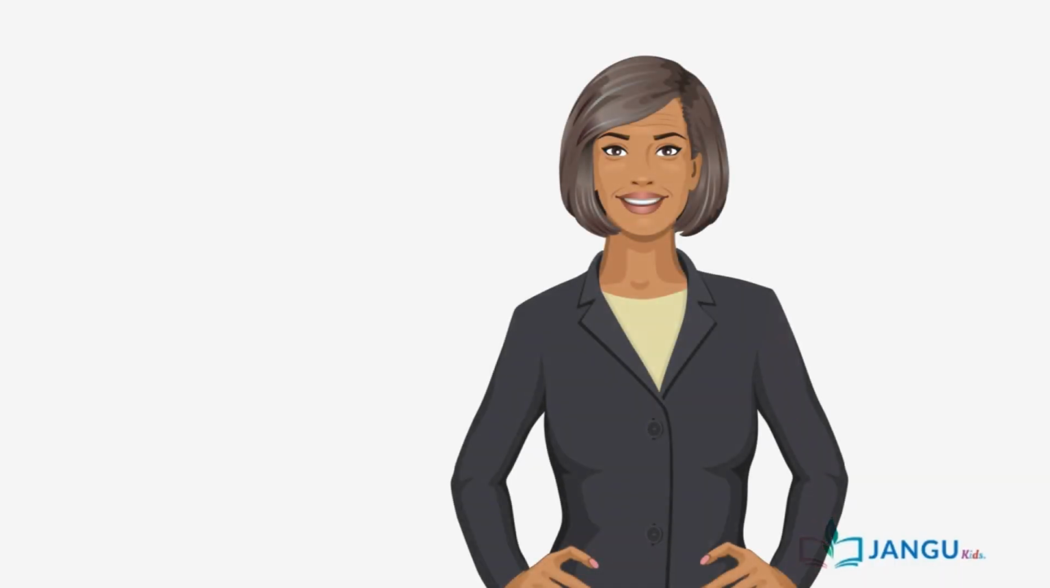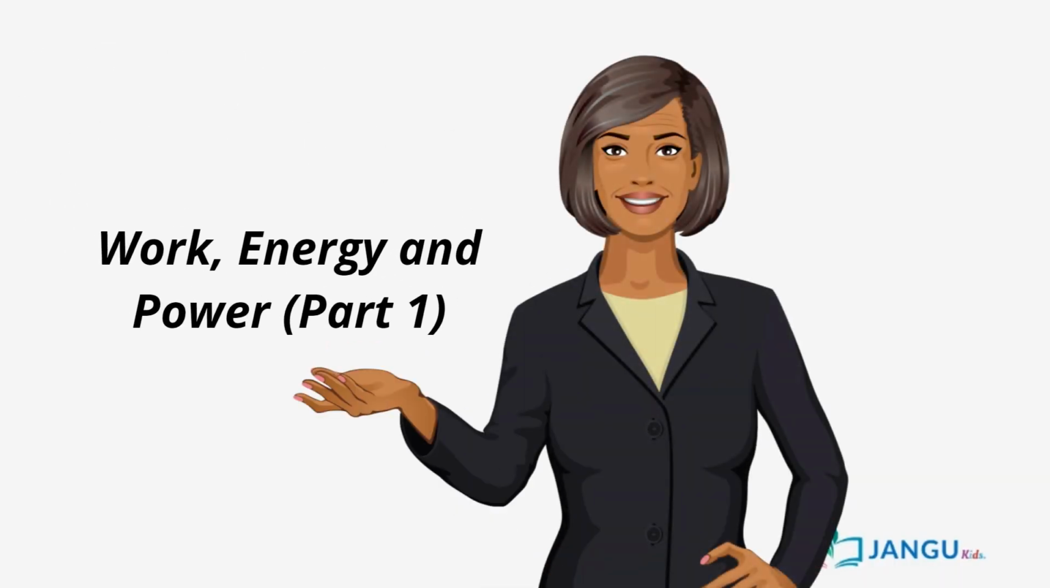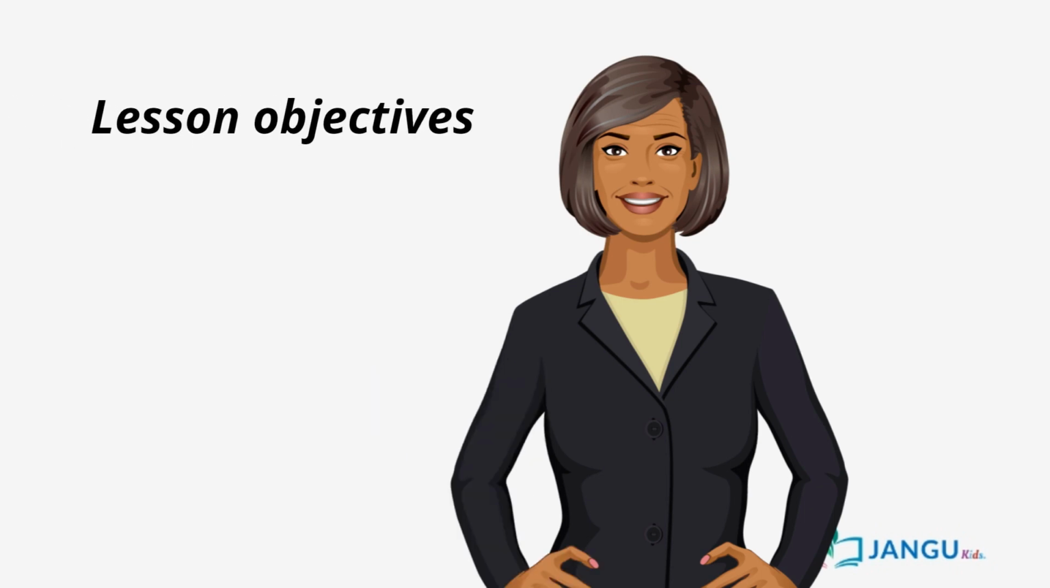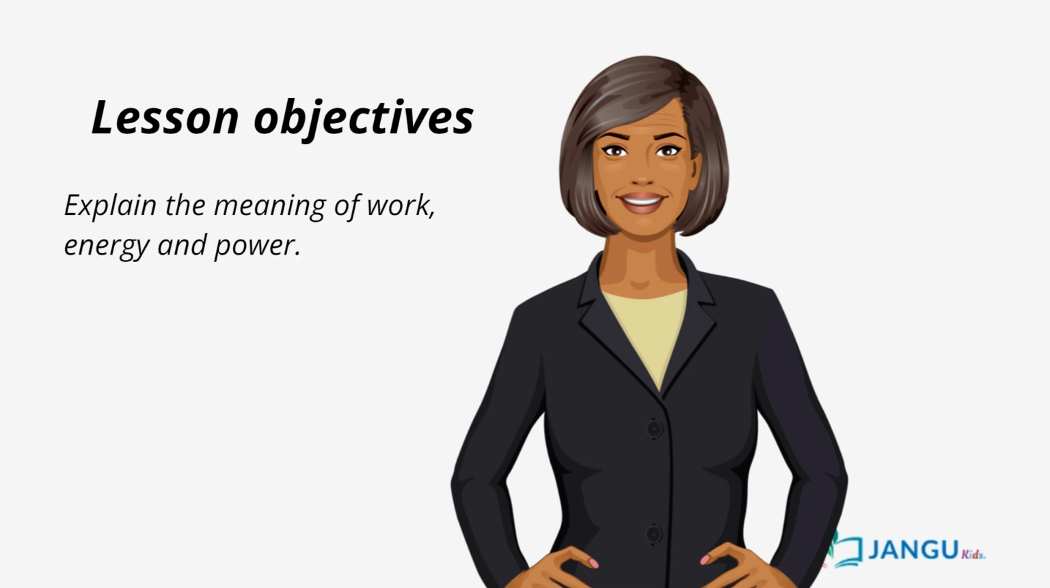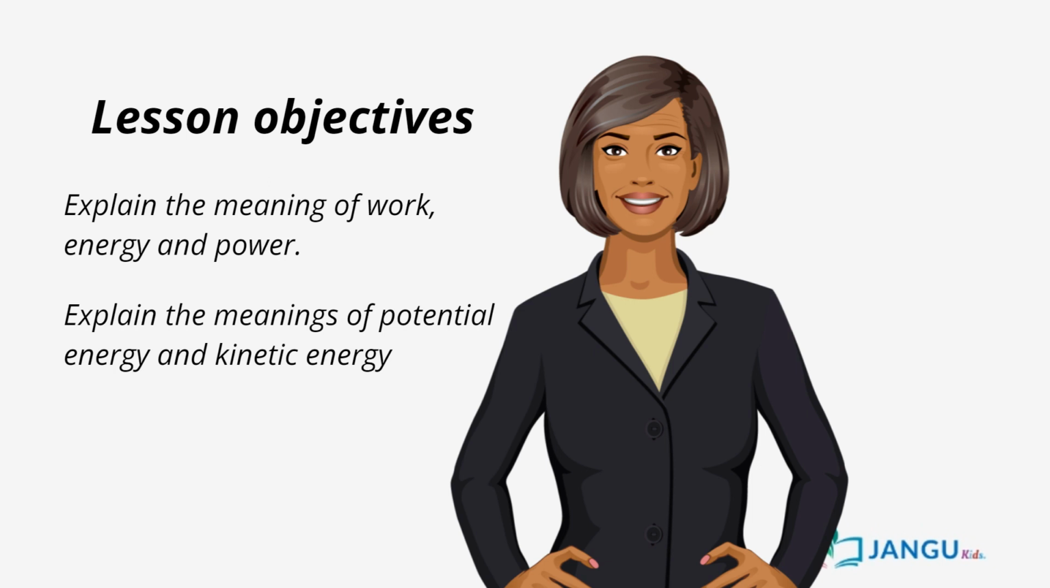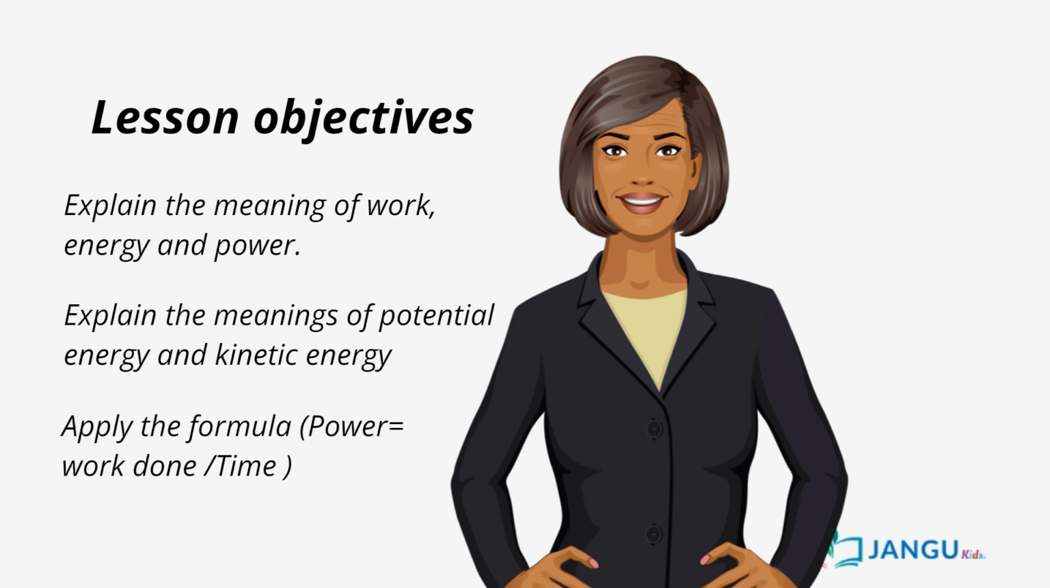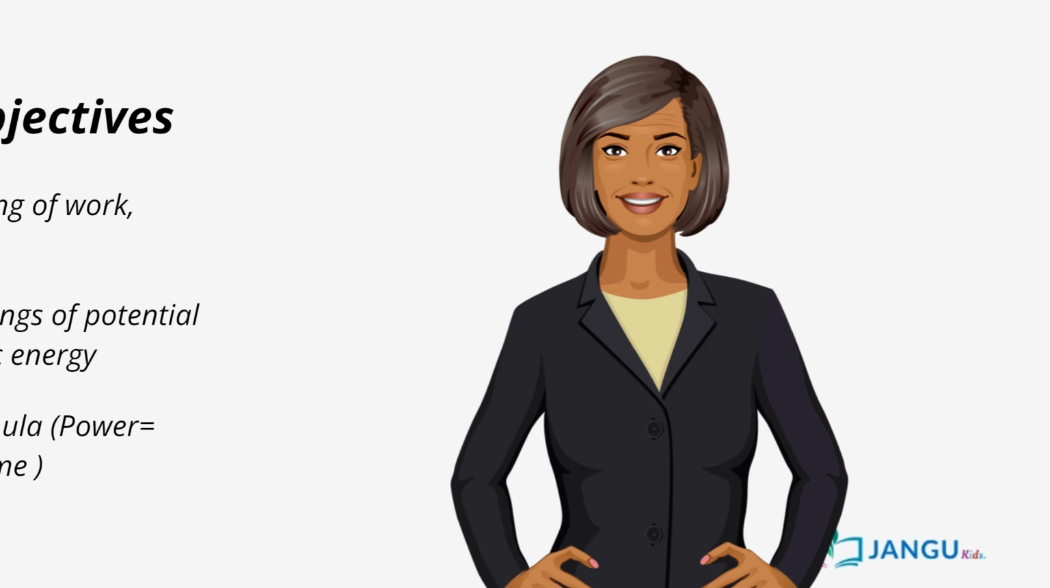Hi there! Today's lesson is on work, energy, and power. At the end of the lesson, you should be able to: 1. Explain the meaning of work, energy, and power. 2. Explain the meaning of potential energy and kinetic energy. Also, apply the formula power equals work done over time. Kids, are you ready? Great!